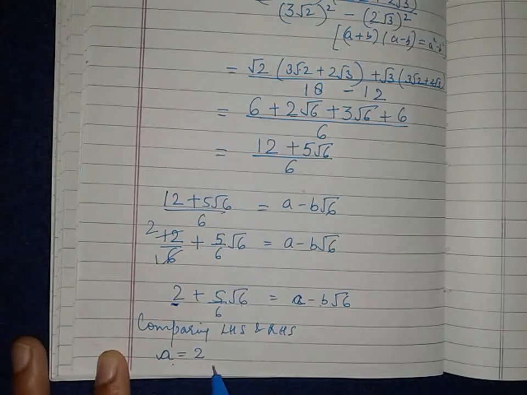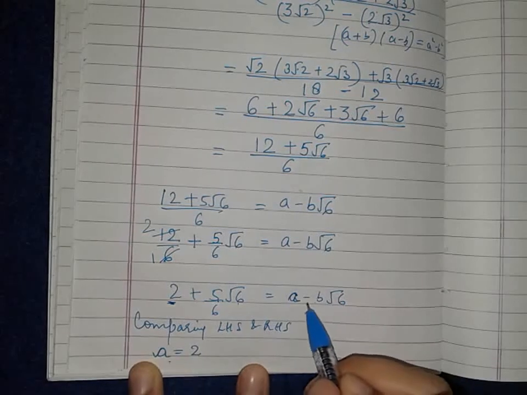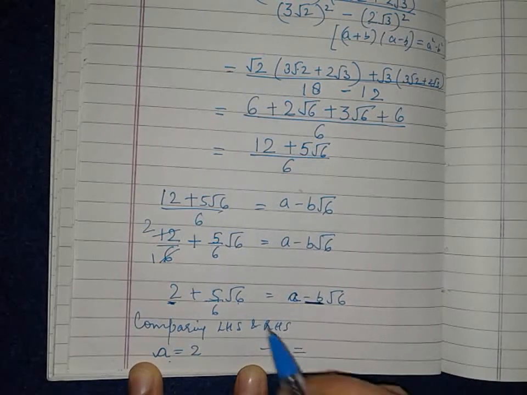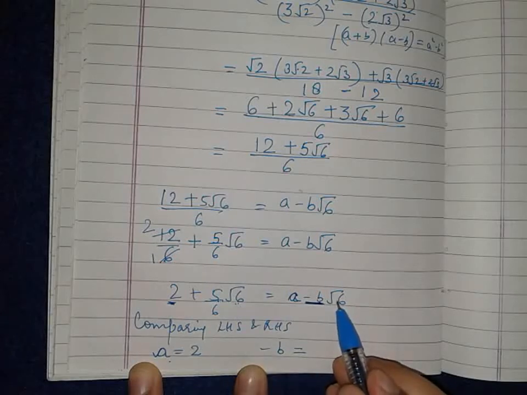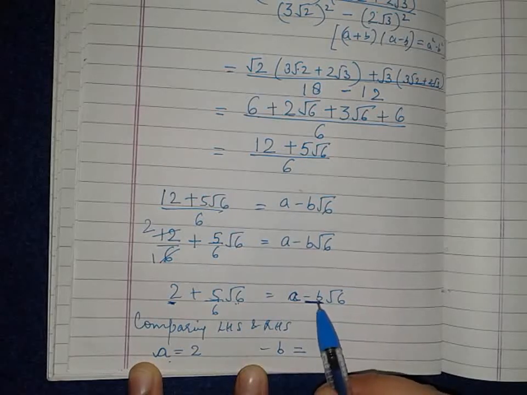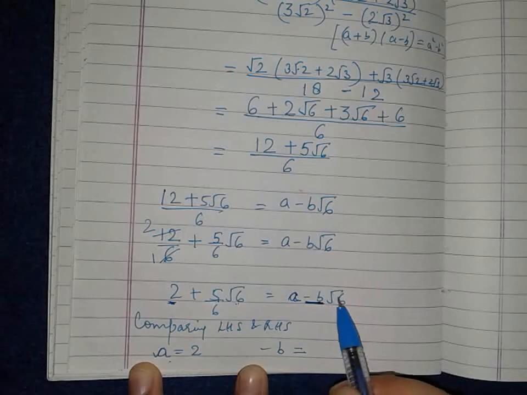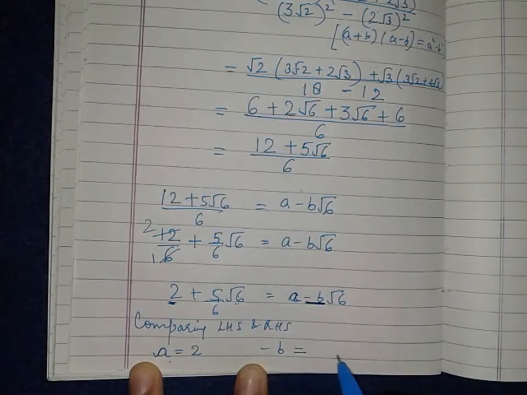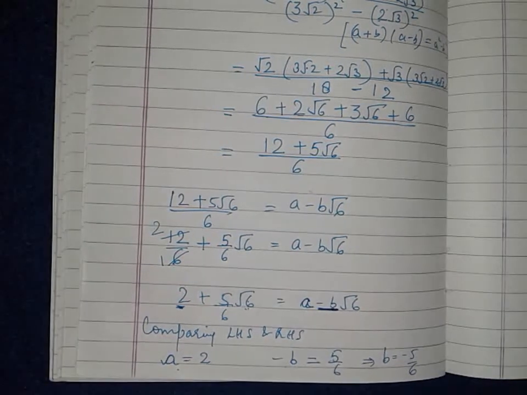So a is equal to 2 here, and this minus b with the sign minus b is equal to root 6 is same. So don't see that. What is the coefficient of root 6 here? What is written with root 6 here? With root 6 here it is written 5 upon 6. So minus b is equal to 5 upon 6, and from here I get b is equal to minus 5 upon 6. This is how you find the value.